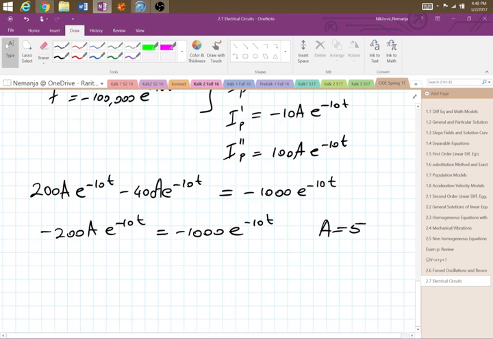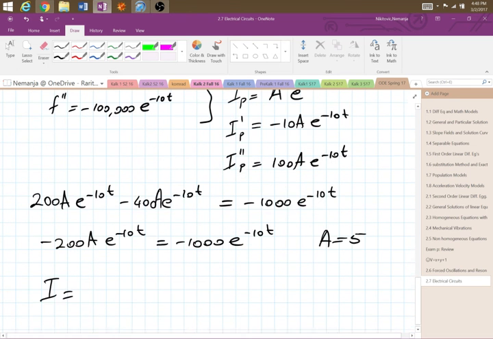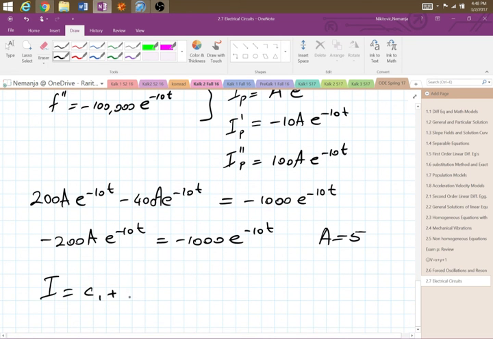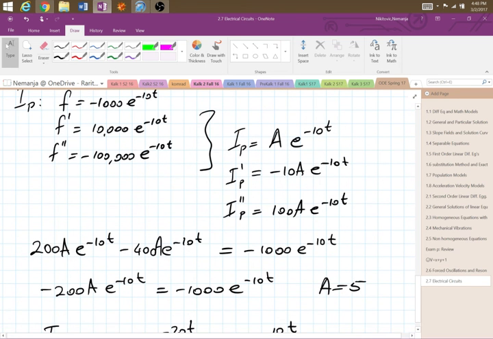So what is the answer? The total current is the complementary solution, which we have as C1 plus C2 e to the negative 20t, plus 5 e to the negative 10t. Remember that you always pick up the one that was your pattern, and then you do that.